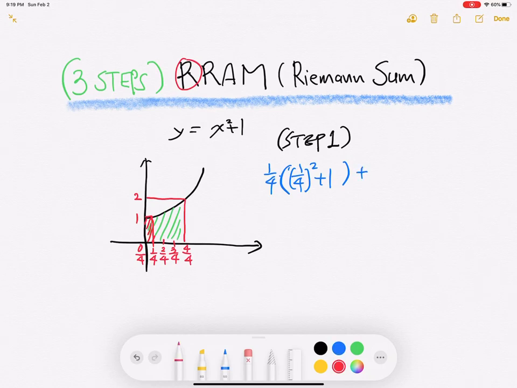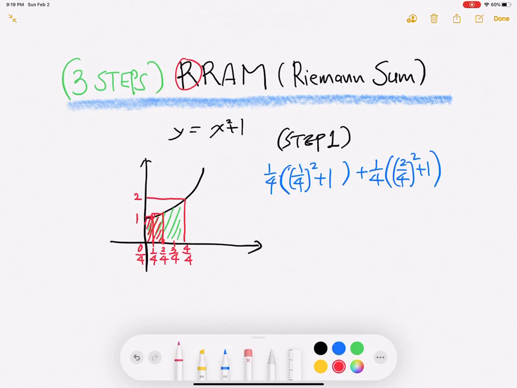What about the second rectangle? I'm going to use the right endpoint of the second subinterval, from 1/4 to 2/4. That means x equals 2/4. So on the graph, draw the rectangle. What is the area? The length is always 1/4. The height is the y value when x equals 2/4, so plug 2/4 into the function: 2/4 squared plus 1.